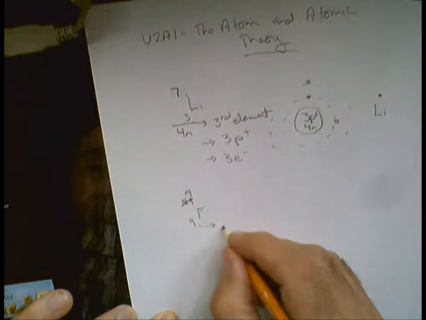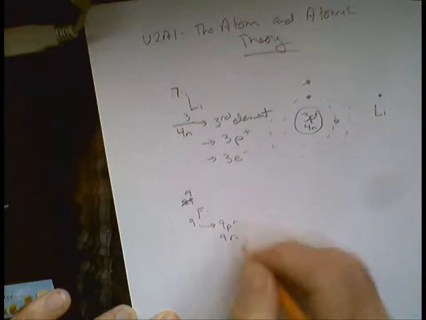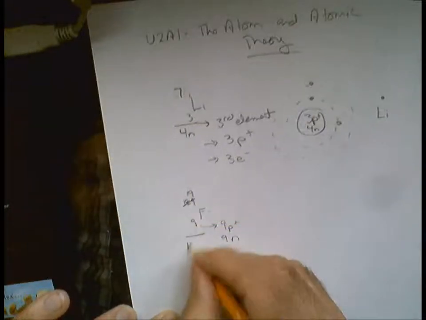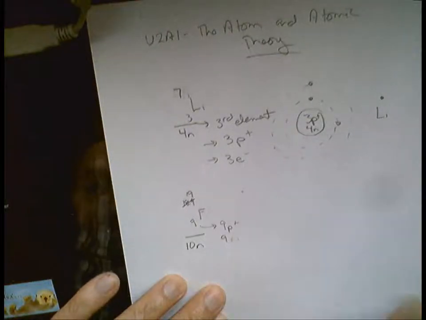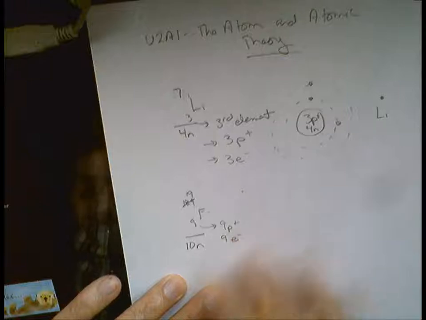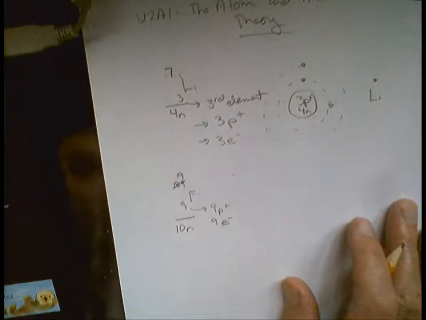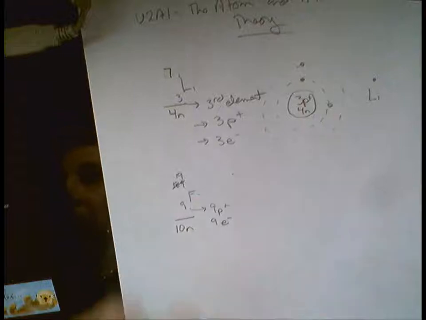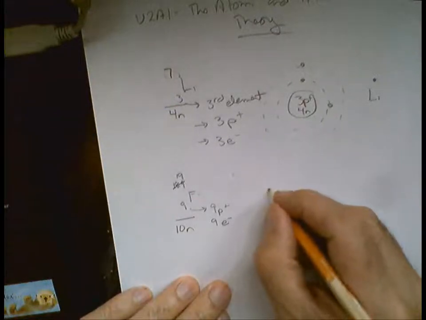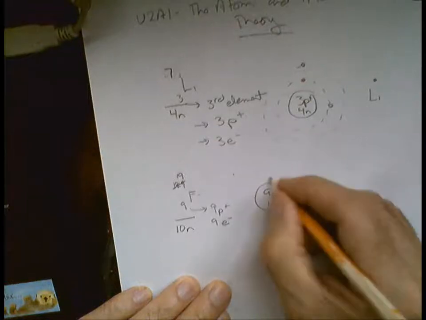Once again, it's the 9th element, 9 protons. We have 9 electrons, and 19 minus 9 is 10 neutrons. So I'm going to do a Bohr-Rutherford and Lewis dot diagram. Just try and bring back some memories of grade 9 and 10 for you here. So we have 9 protons, we have 10 neutrons.